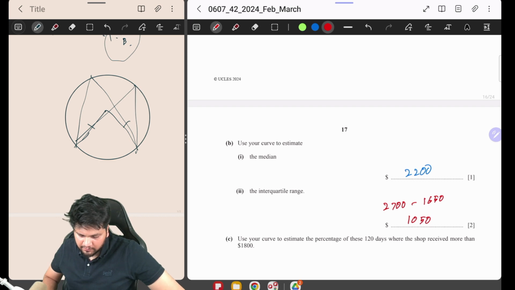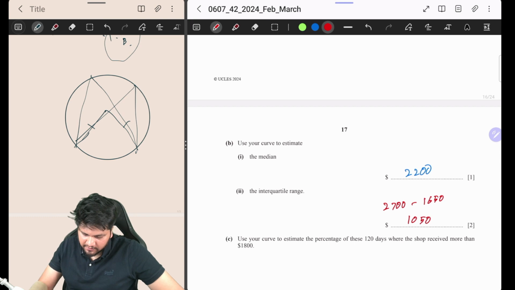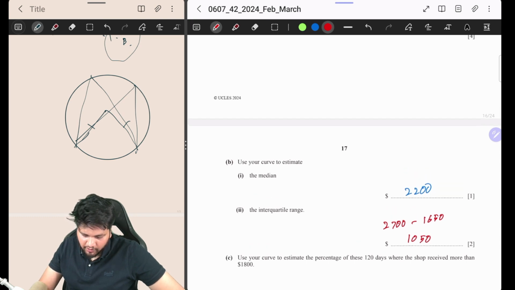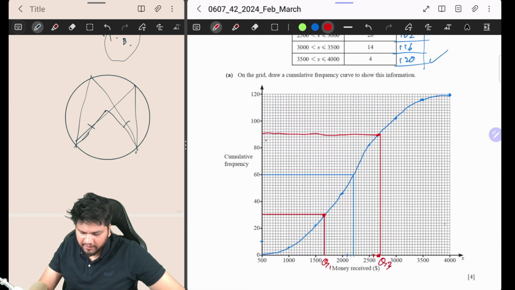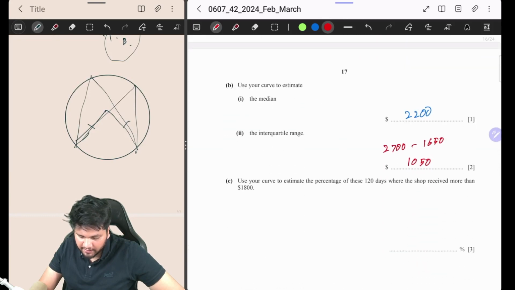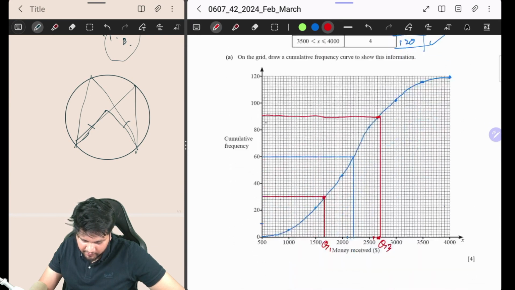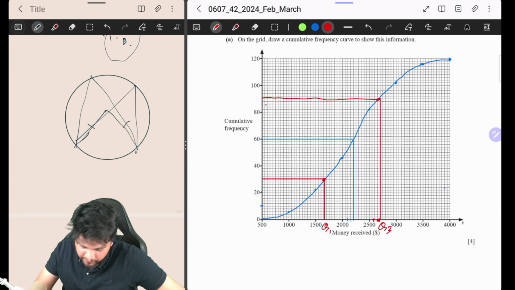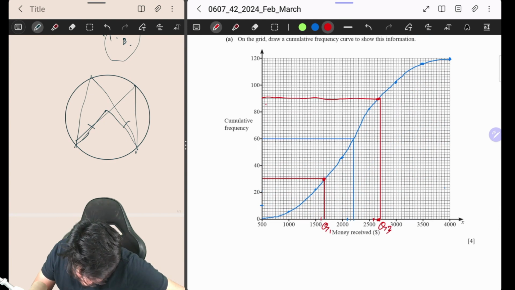Use your curve to estimate the percentage of these 120 days where the shop received more than 1800. So for how many days did they receive more than 1800? Here we'll have to find out where the dot for 1800 is. So 1500, this is 1600, 1700, and this is 1800. So this point is coming here.